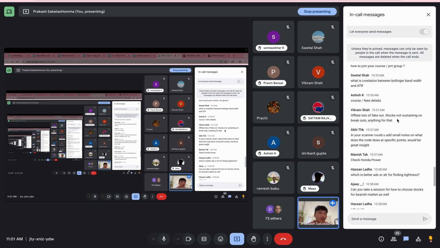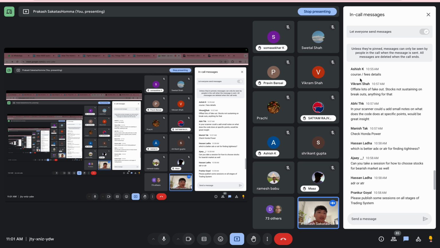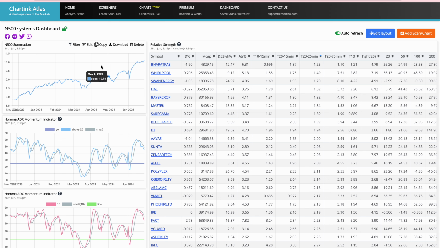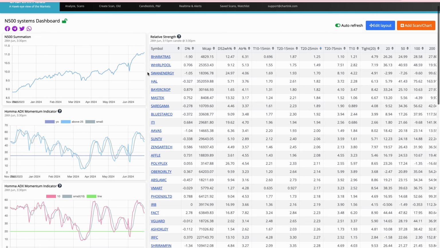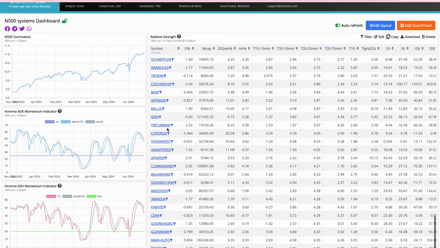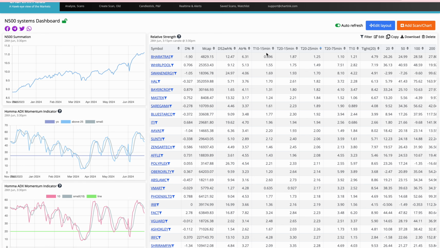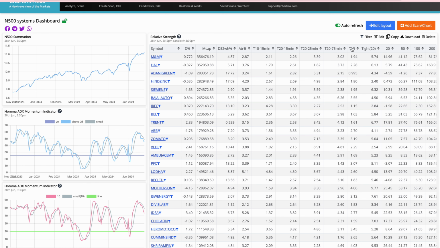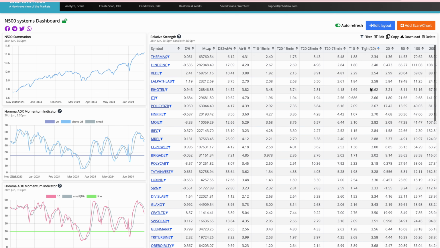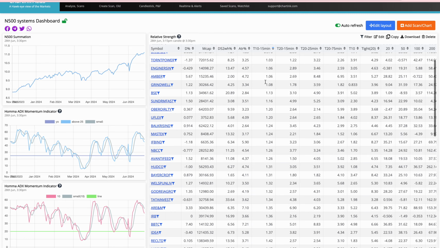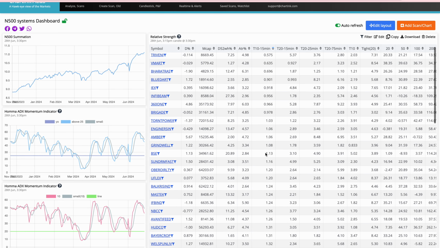Of late, lots of fake out stocks not sustaining on breakouts. Anything for that? Of course there is. And this is basically a system, right? So I'll quickly tell you why stocks are not going. If you see, I have a Nifty 500 dashboard, and I don't run these tightness scanners because I already have a dashboard which shows me which are the very strong stocks in the Nifty 500 and which stocks are tight on a 10-day time frame, 20-day time frame. So if anything is below 3 it is very tight, and in an intraday time frame, anything below 1.2 is very tight, right?